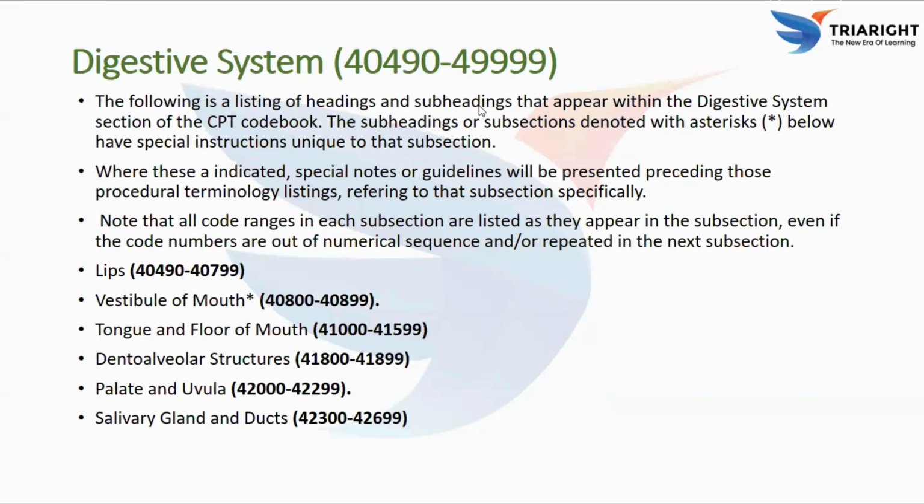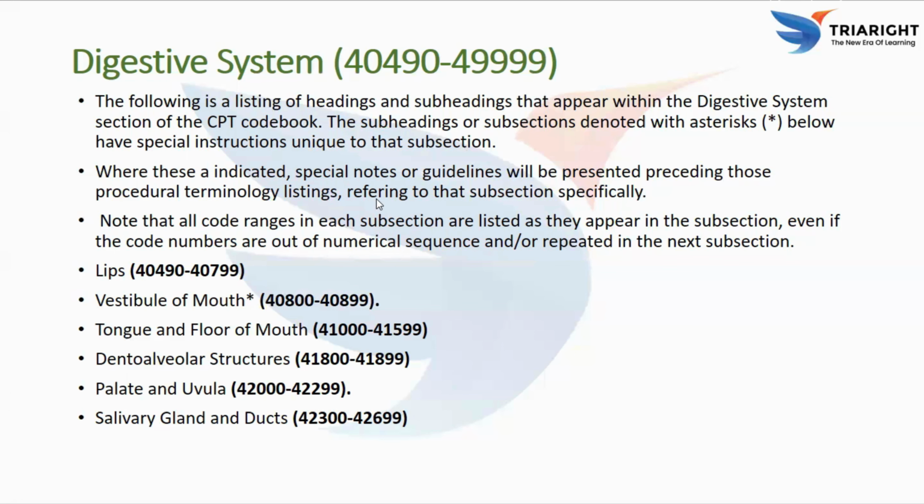Here are some important notes: subheadings and headings. Each digestive system subsection has headings which include the main anatomical area, and subheadings which have specific structures or procedures. Subsections marked with an asterisk symbol have special coding rules. For example, vestibule of mouth has special instructions that must be read before coding. Special instructions appear before the code listings. They apply only to that subsection. Ignoring these notes always gives an error.